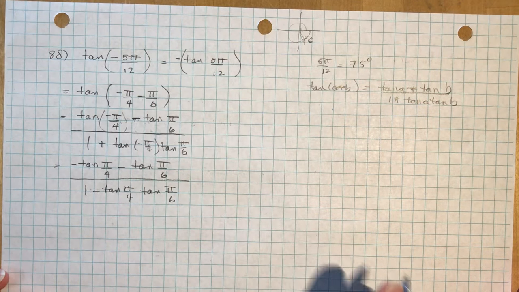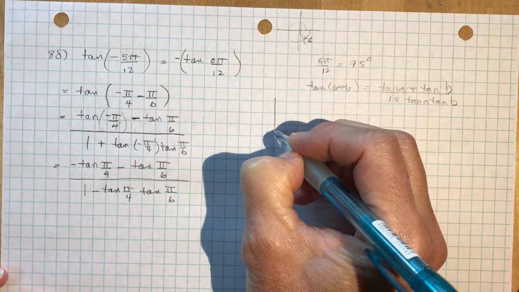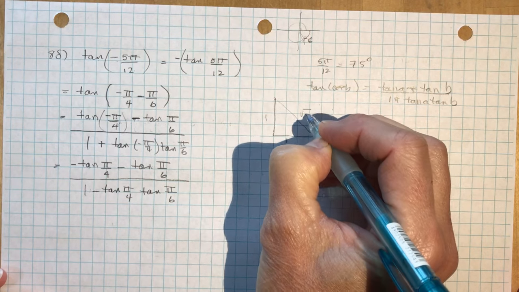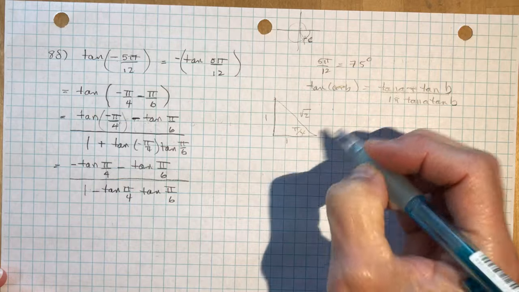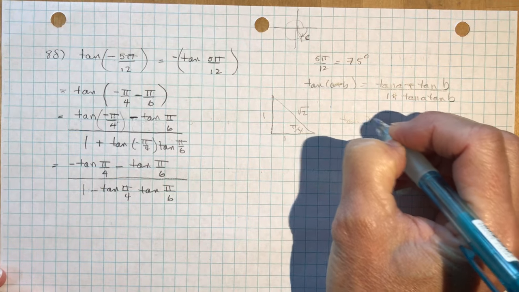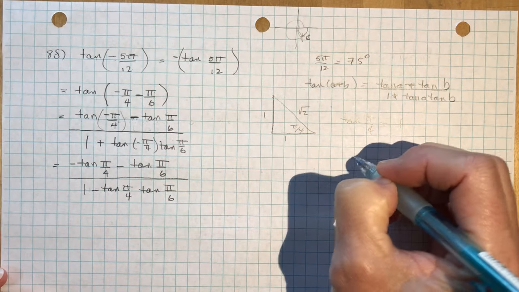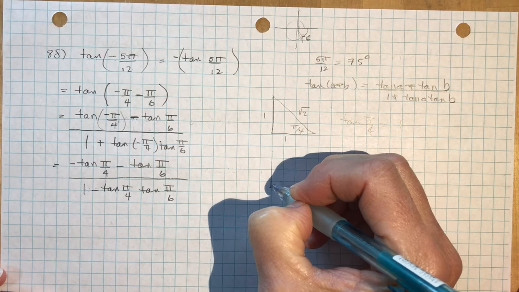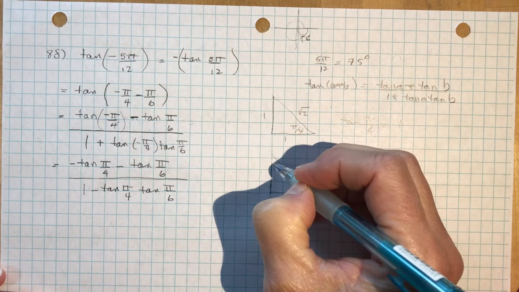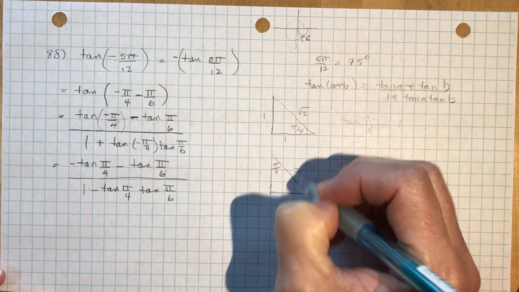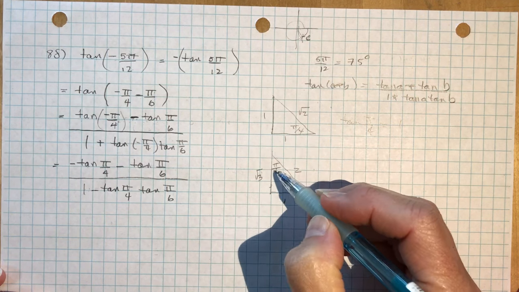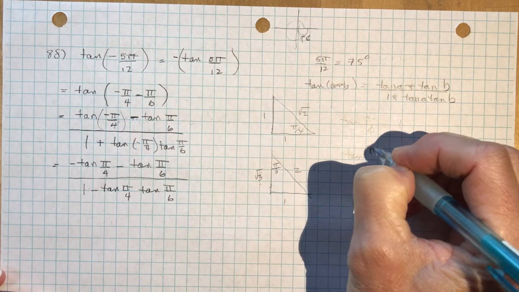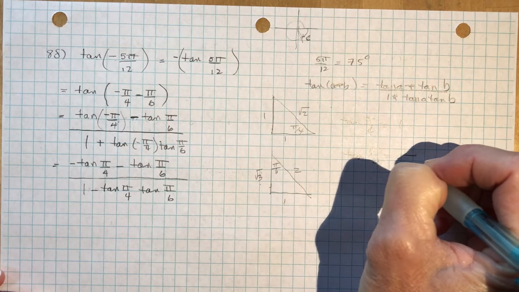Okay, so the tan of pi over 4, that's 1, right? Let's just do that quickly for you. So you have 1, 1, square root 2. This is pi over 4. So tan of pi over 4 is equal to 1. And the tan of pi over 6, that's this little one up here again. So pi over 6. You'll get really good at drawing these fast, right? The tan of pi over 6 is 1 over root 3.